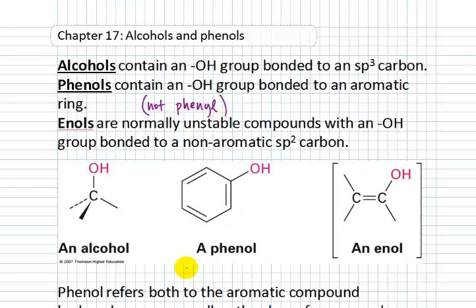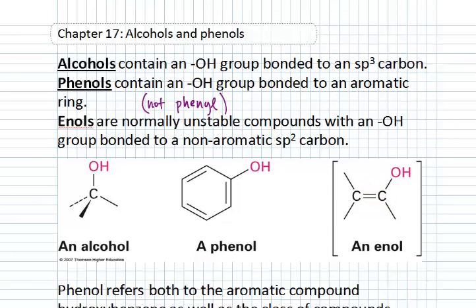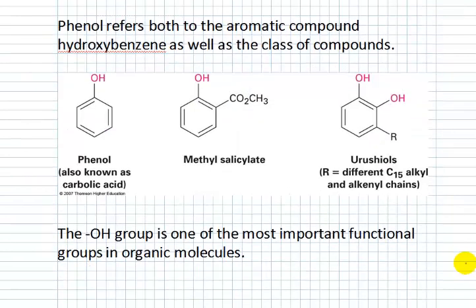An enol is an unstable compound for the most part. It has an OH group bonded to a non-aromatic sp2 carbon. Aromatic sp2 carbons are excluded because there's extra stability that comes from it being aromatic, but normally an OH will not be attached to an sp2 carbon, so OHs will typically not be bonded to double bonded carbons. Phenol itself refers to that aromatic compound, hydroxybenzene. Its common name is phenol. Phenol is acceptable as an IUPAC name.